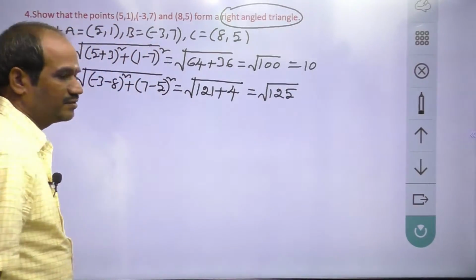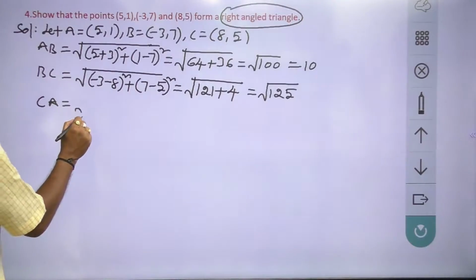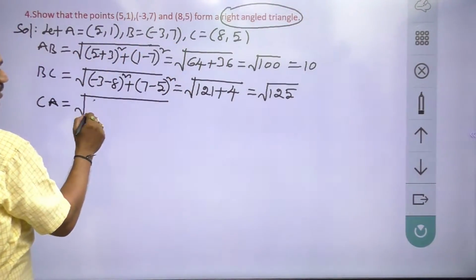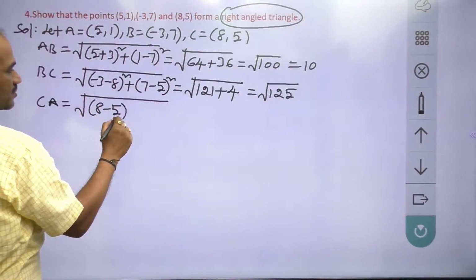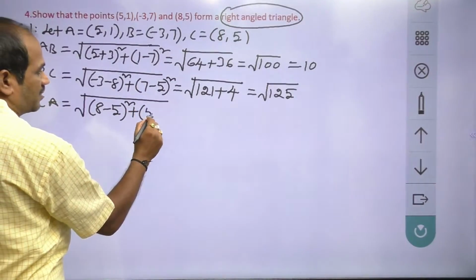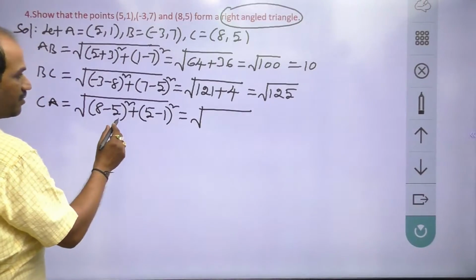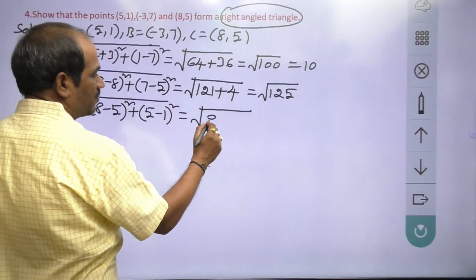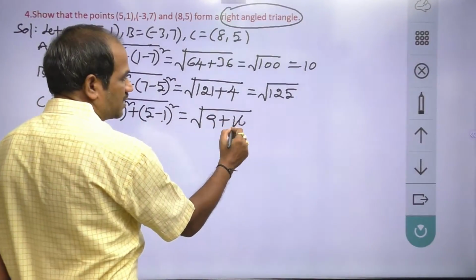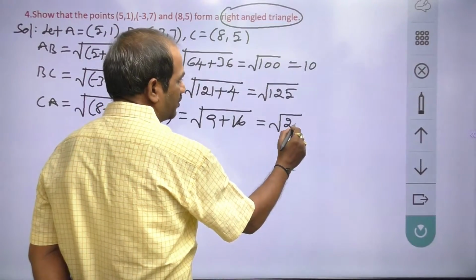Next, CA is equal to the square root of (8 minus 5) whole square plus (5 minus 1) whole square. 8 minus 5 is 3, 3 square is 9, plus 5 minus 1 is 4, 4 square is 16. So the total is the square root of 25.